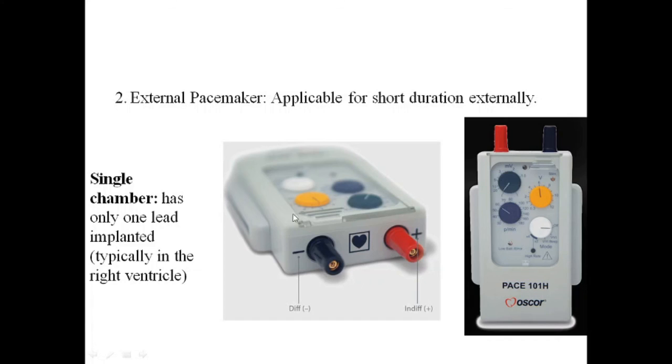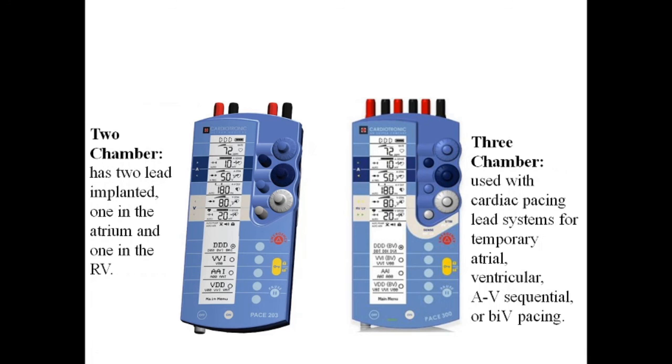This is the picture of a single chamber type. It has only one lead implanted. This is only one lead, typically in the right ventricle. So it looks like this is the side view. This is the front view of it. And certain arrangements are here. The knobs are provided, depending on the requirement. The voltage levels and the pulse rate are set. Also, the mode can be set by the doctors.